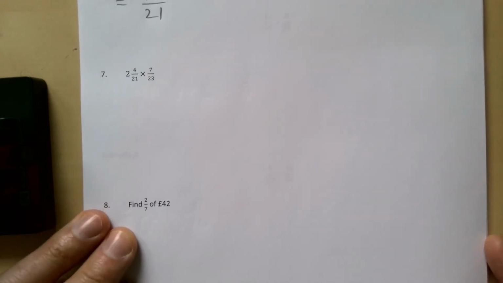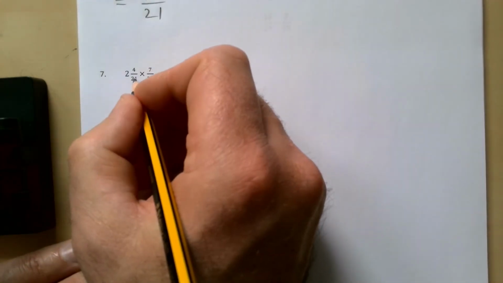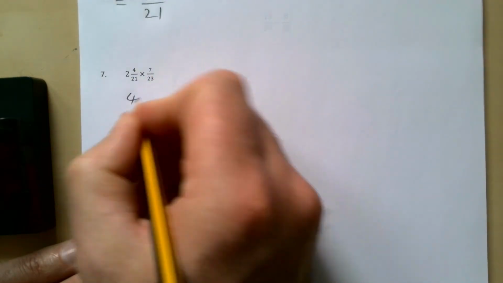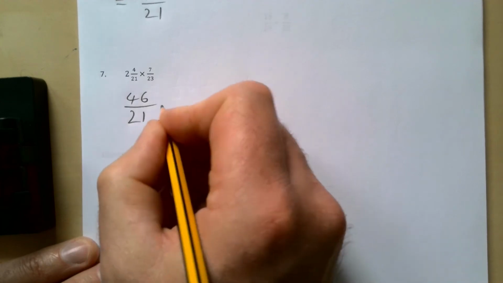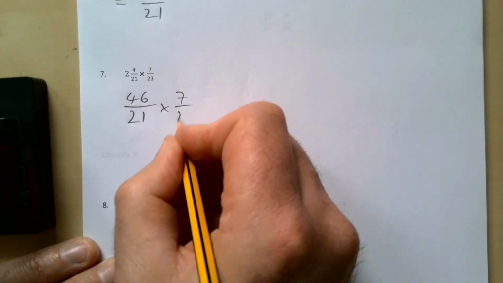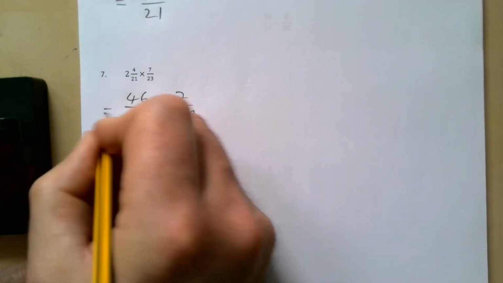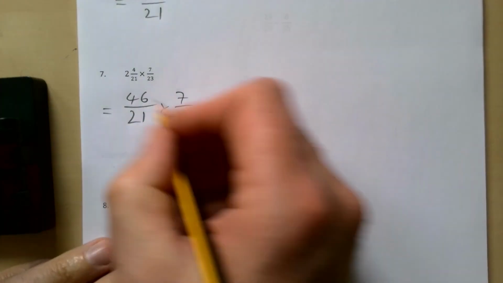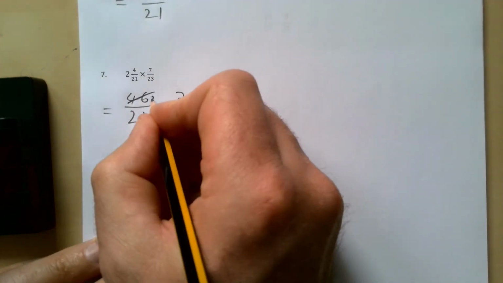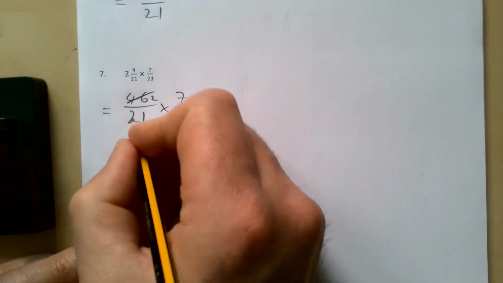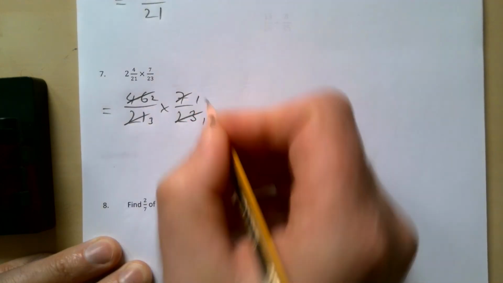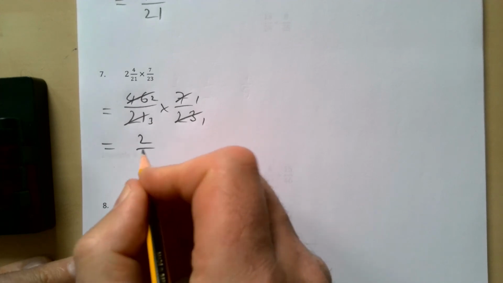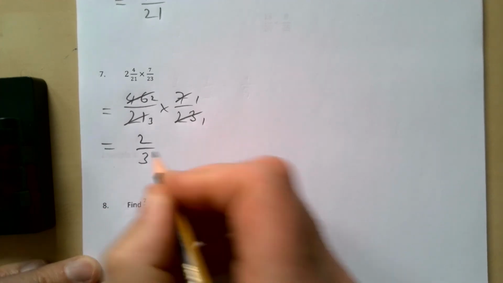A very similar question then in number 7. 2 times 21 gives me 42, plus 4 is 46 over 21 multiplied by 7 over 23. Again, as ever, if you know your 46 times tables, knock yourself out, but there are things here that cancel to make our lives easier. 23 goes into both of these. That goes in 2 times and 1 time. This goes in 3 times and 1 time. Everything cancels down nicely. 2 times 1 is 2. 3 times 1 is 3.